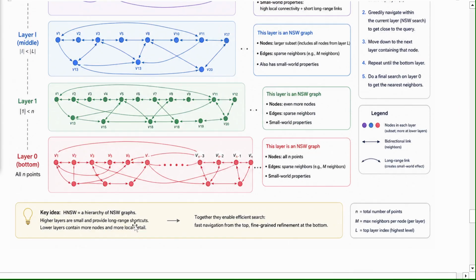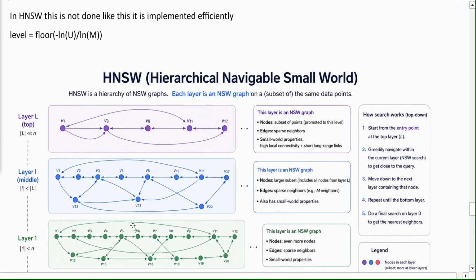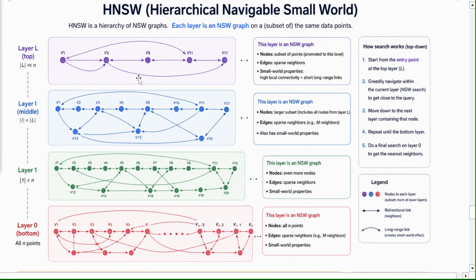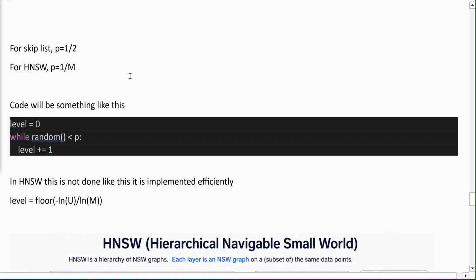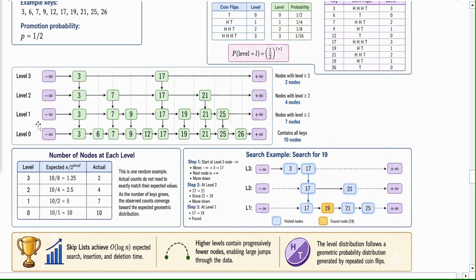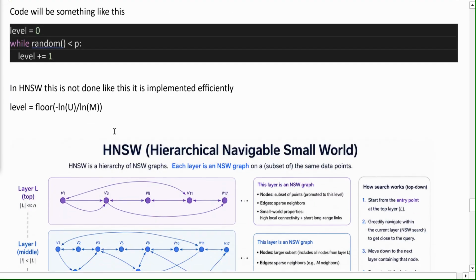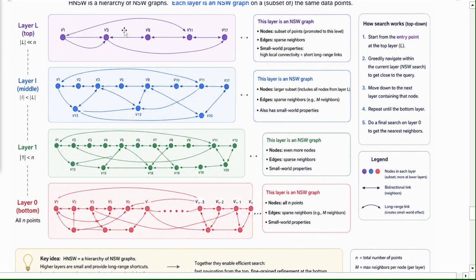So basically, see, this is one navigable small world, and this is one more navigable small world. So this HNSW is like this. Here also we will be having multiple levels, same like skip linked list, and each level is nothing but NSW, navigable small world. See, here each level is single linked list, but here each level is NSW.